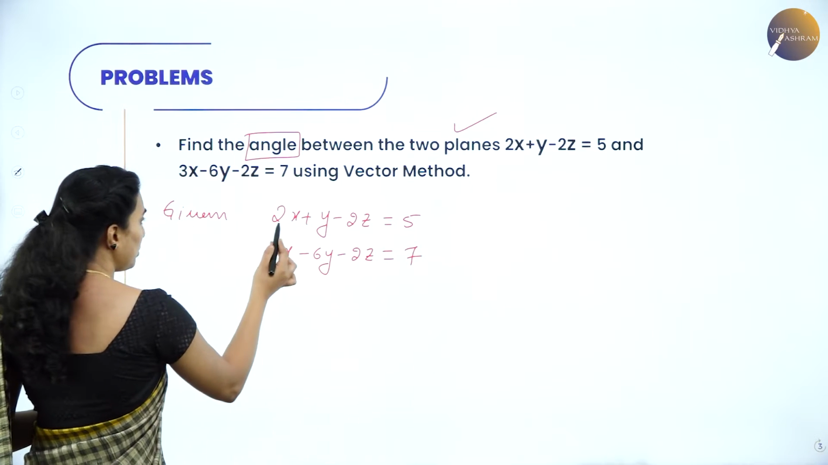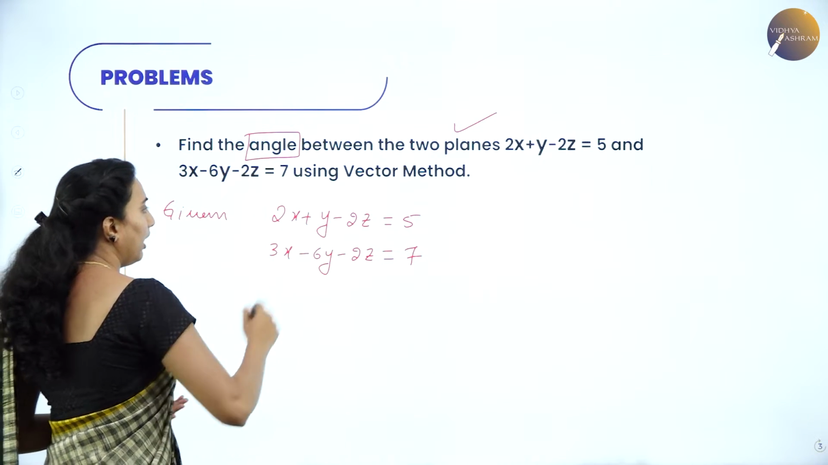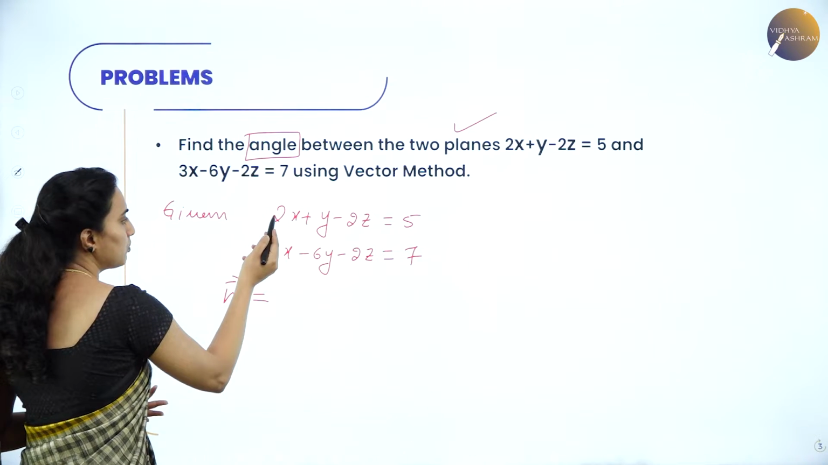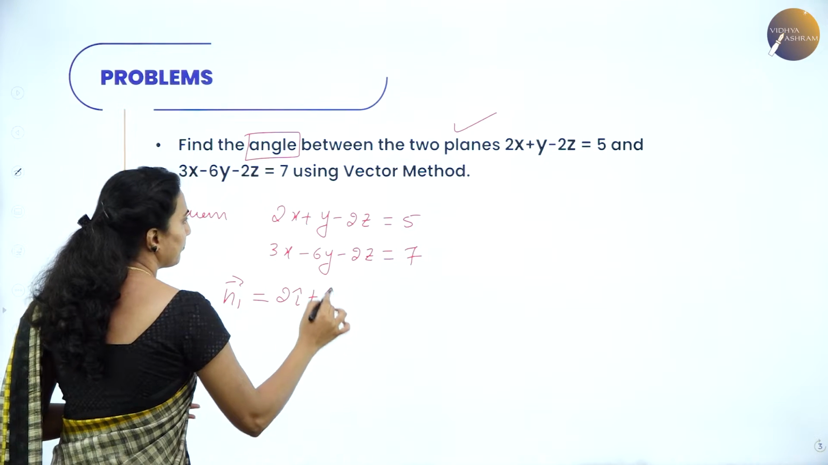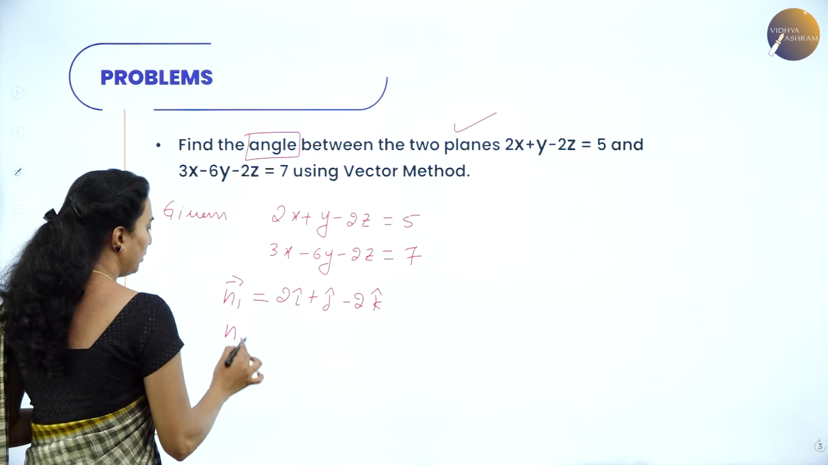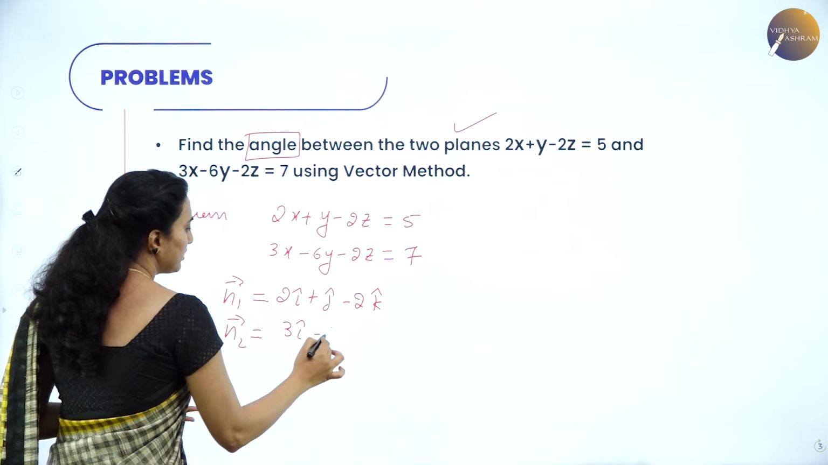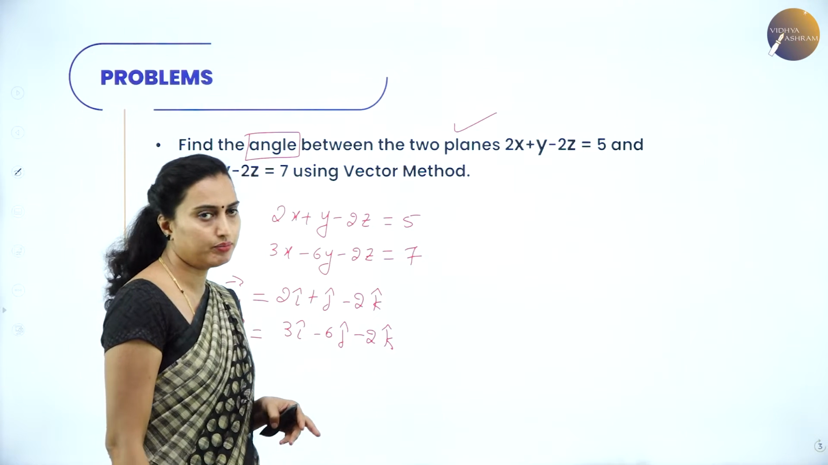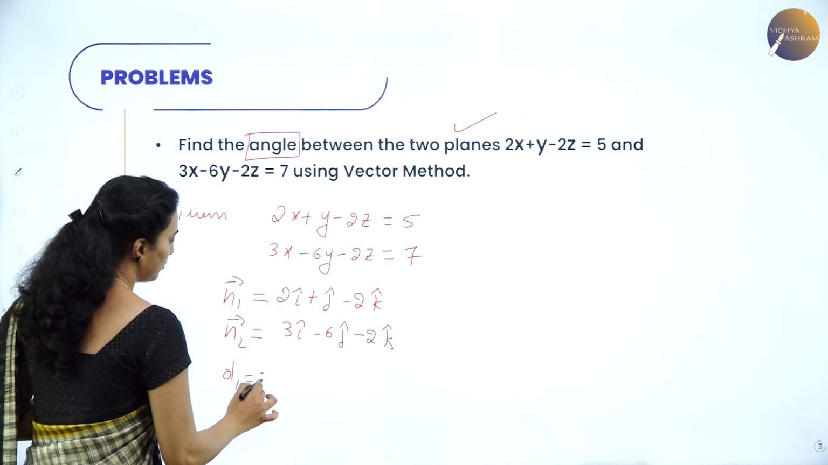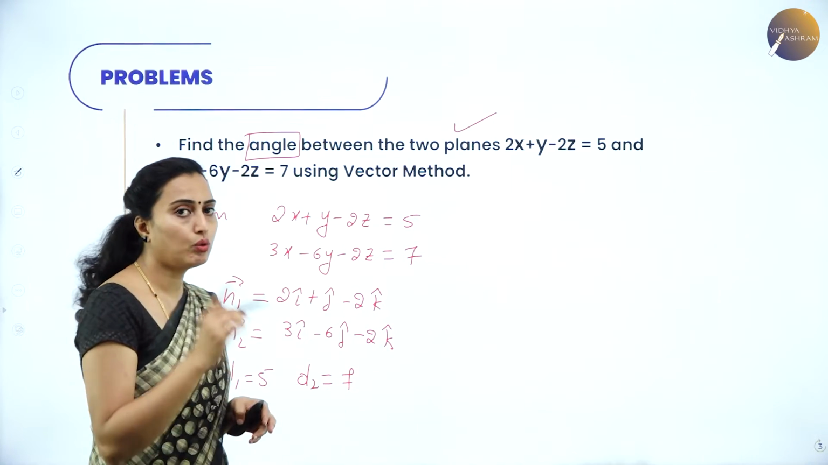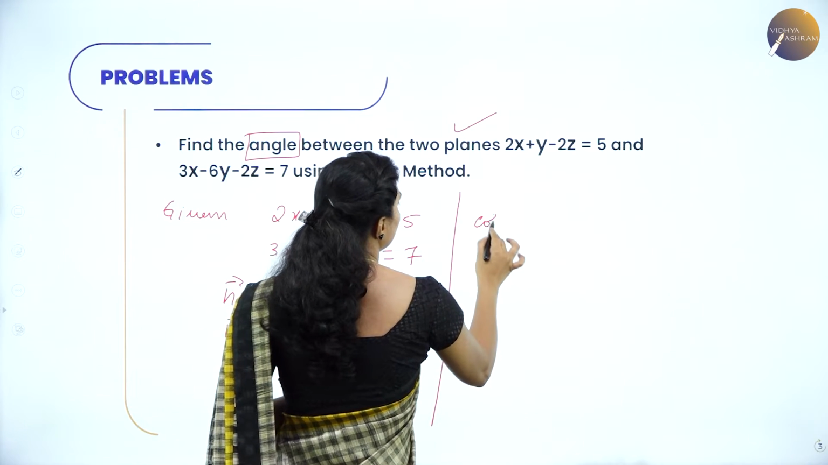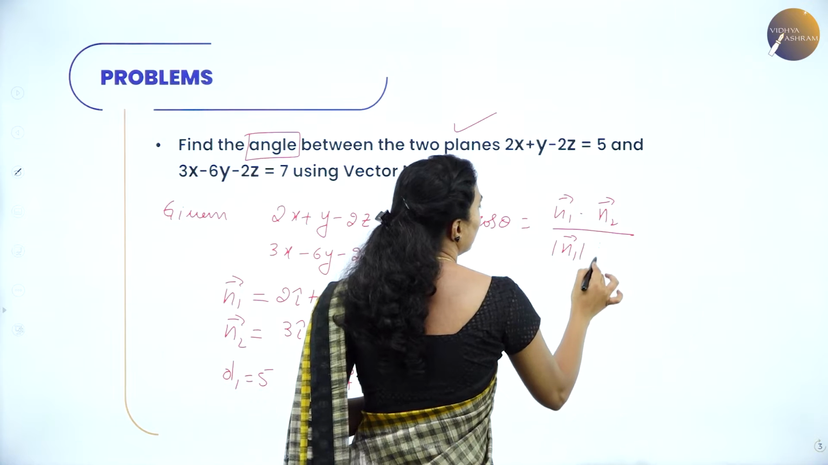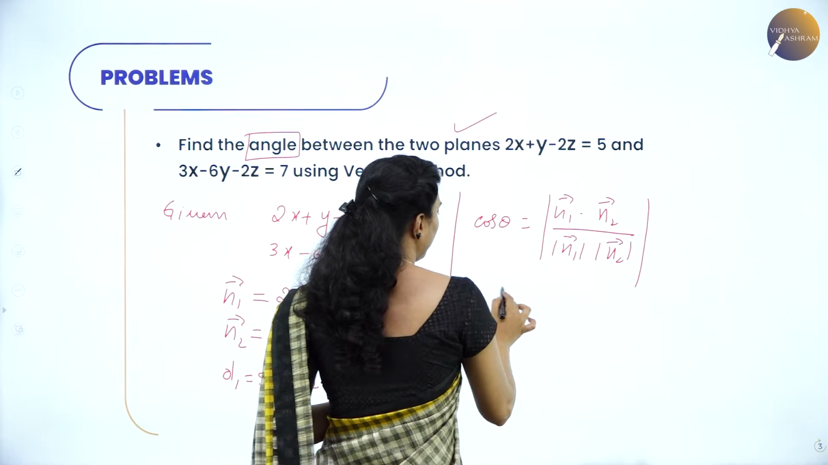Now let me take it in the form of i, j, k. You can take n1 vector as 2i plus j minus 2k. Similarly, you can have n2 vector of plane 2, which is 3i minus 6j minus 2k. And then they have given D1 and D2 here. So here you can write D1 is equal to 5 and D2 is equal to 7. Now, what is cos theta given by? Cos theta is equal to n1 vector dot n2 vector divided by magnitude of n1 vector into magnitude of n2 vector.